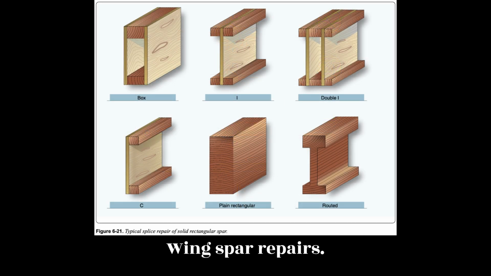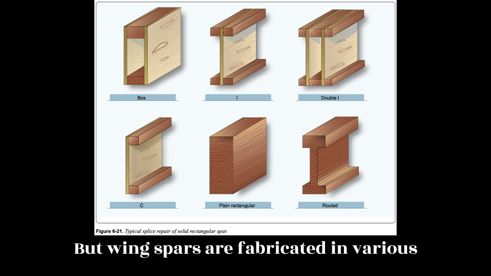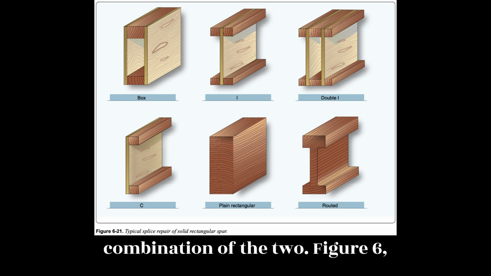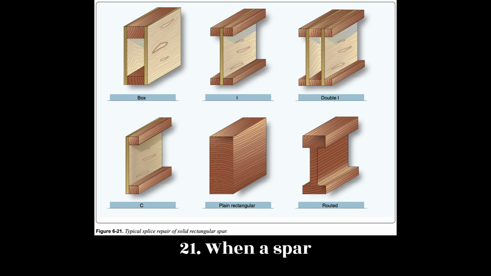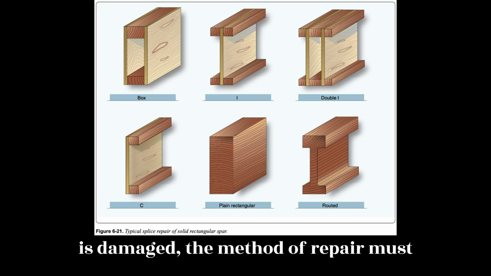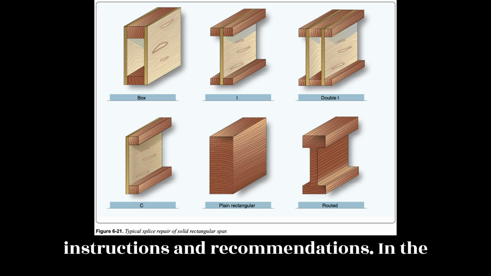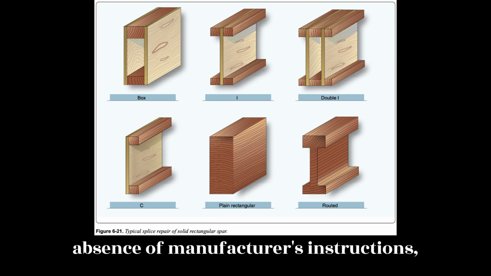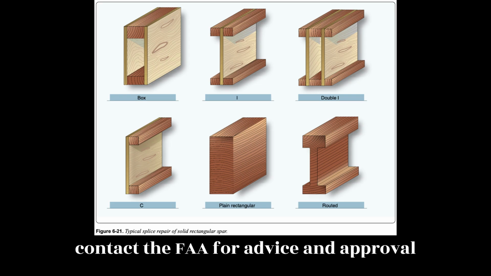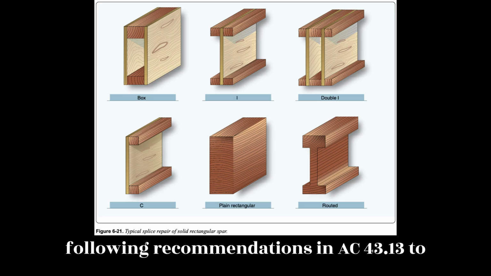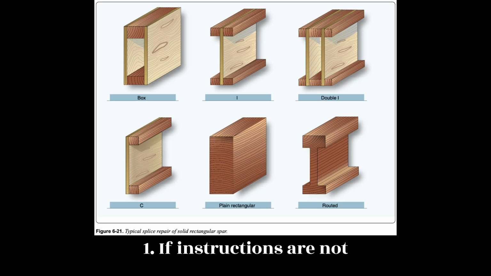Wing spar repairs. Wood wing spars are fabricated in various designs using solid wood, plywood, or a combination of the two. Figure 6.21. When a spar is damaged, the method of repair must conform to the manufacturer's instructions and recommendations. In the absence of manufacturer's instructions, contact the FAA for advice and approval before making repairs to the spar and following recommendations in AC 43.13-1.